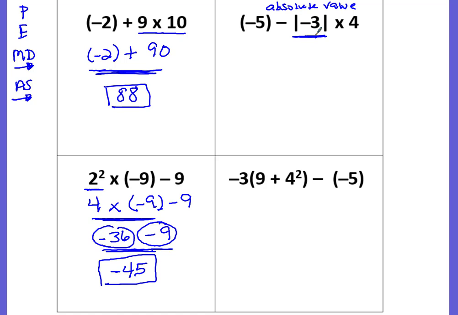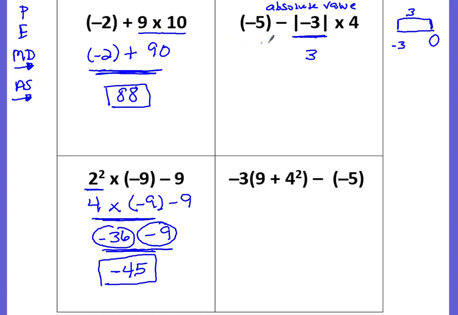Remember, absolute value means the distance from 0 on a number line. So if this is my 0, my -3 would be right here. What is the distance? How many units? It's 3. Remember, distance is always positive. So this is a +3, or just 3.